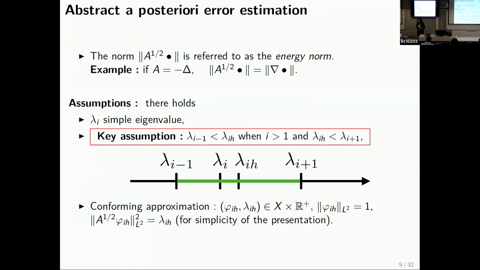Okay, so really the key assumption that we need in the following is just this one. This is a gap assumption. So basically, we need a gap between the eigenvalue that we look for and the following one, in the sense that the approximate eigenvalue must be below the exact following one. This is something that needs to be, of course, guaranteed, and this is not easy, but this is something that is difficult to get rid of, I would say.